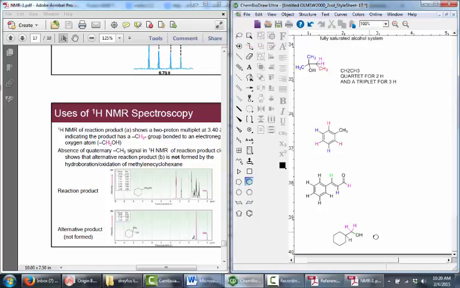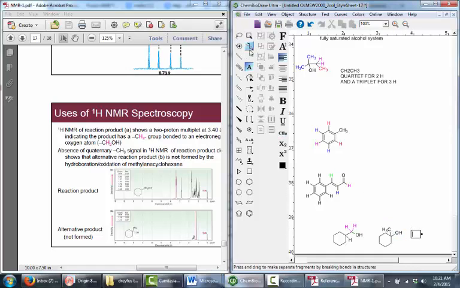The alternate product that I don't form would look like this. Hold on. And this CH3 would not be split at all because there are no protons on adjacent carbons. Sorry, I can't actually get that OH. Hold on, let's try it now. Good. There are no protons on adjacent carbons, so that CH3 will not be split at all.